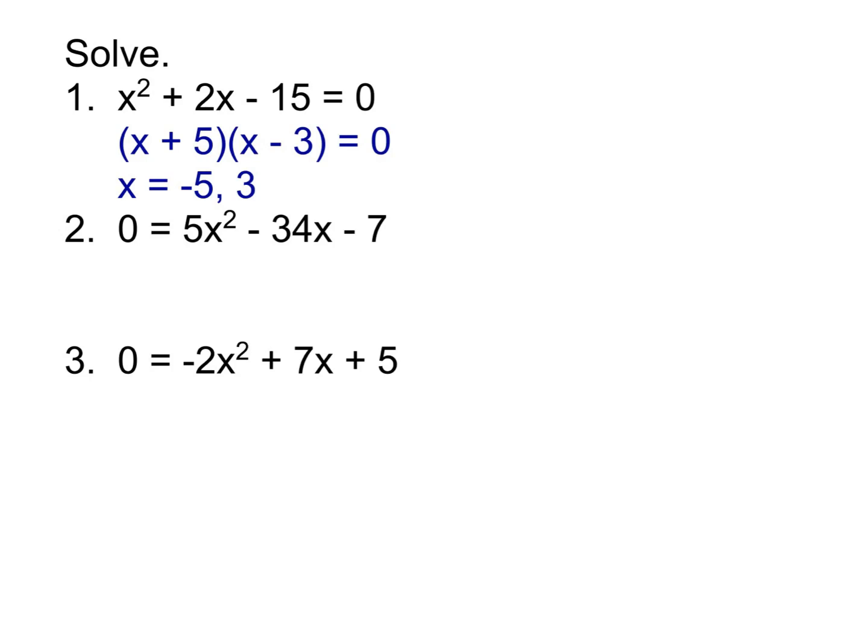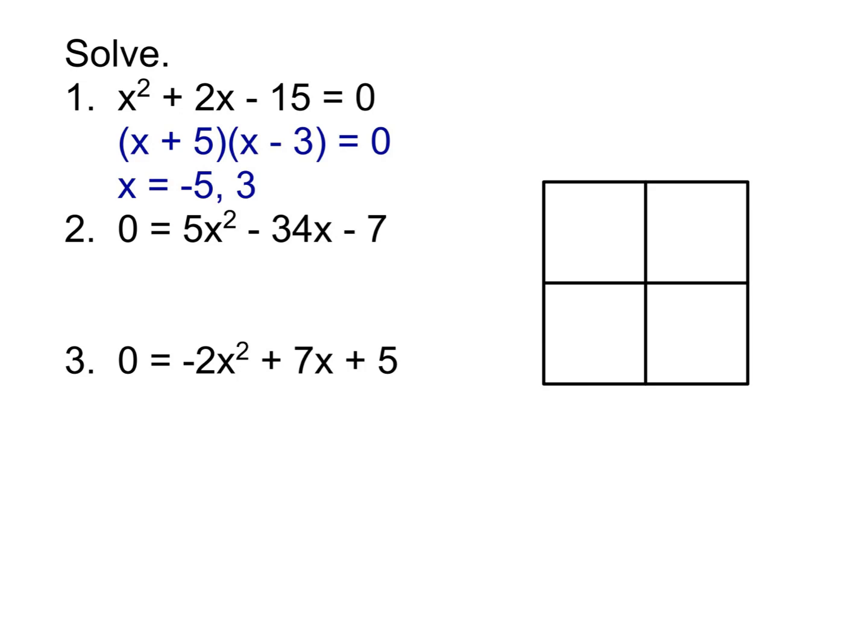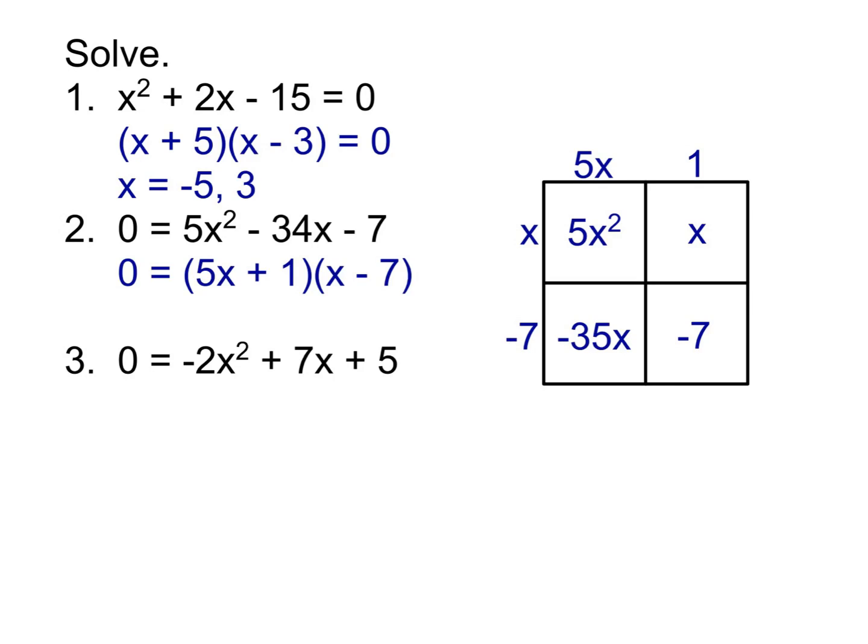Number 2, we need to factor that one now. Can we factor the 5 out of every term on this one? No. That means you've got to go to box method. So you go to box method. And that's what it ends up looking like when you find the correct combination. And so we end up with a factored form here of 0 equals 5x plus 1 times x minus 7.